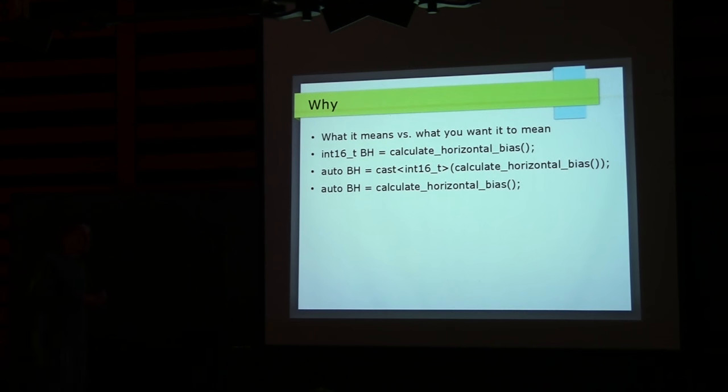Whereas a syntax more like this means whatever type calculate horizontal bias returns, that is the type of bh. We think of specifying the types of our variables as providing useful documentation, but sometimes it's like a comment that specifies what your code does, and it can get out of sync with what your code actually does. It can mislead people rather than help. It can make the situation murkier rather than clearer.